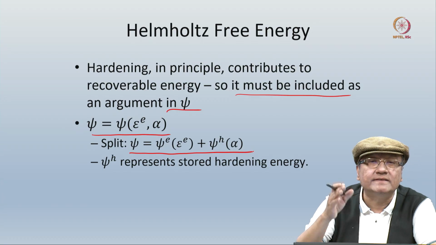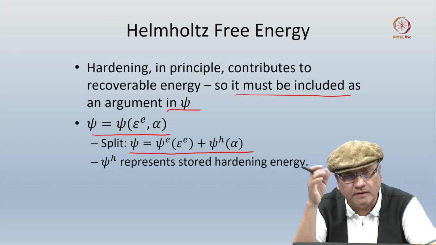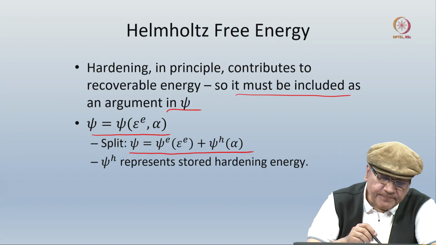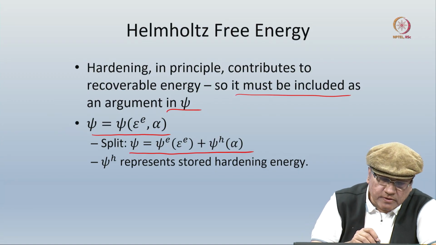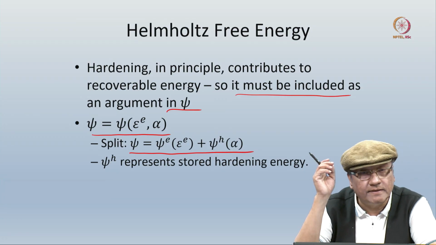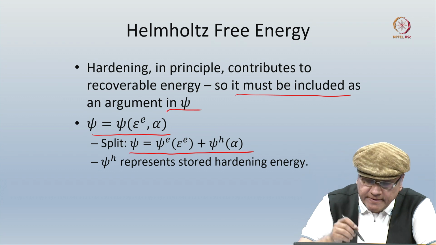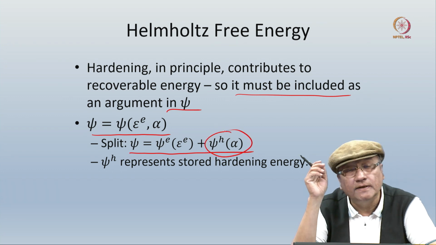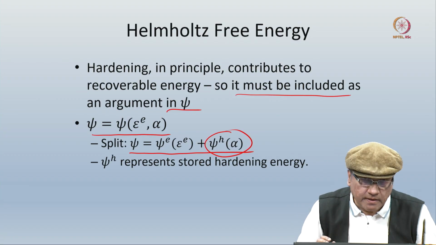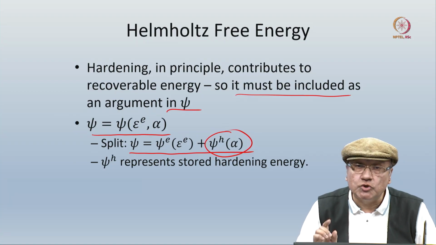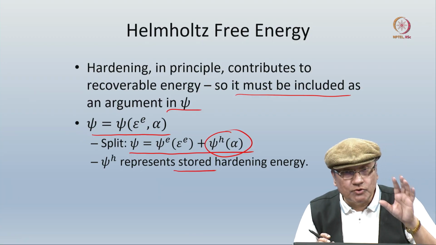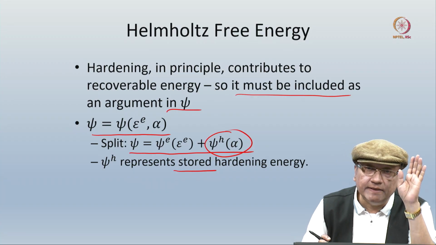This is an added approximation for simplicity of further mathematical considerations, that psi has an additive decomposition in terms of an elastic part psi E, which is only a function of the elastic strain, small strain, and a hardening part psi H, which is only a function of the hardening variable alpha. So as I have been repeatedly emphasizing, psi H represents the stored hardening energy. Something that is stored is never really dissipated in heating, okay.